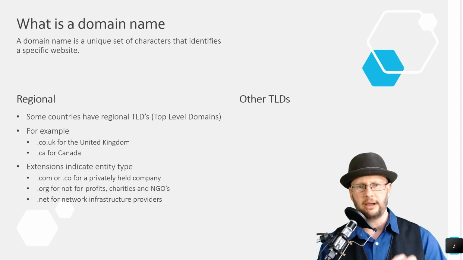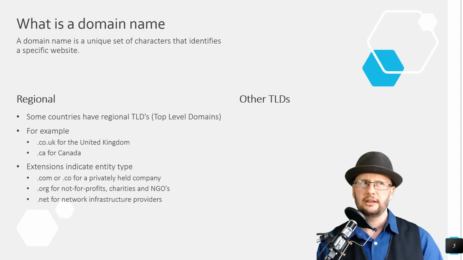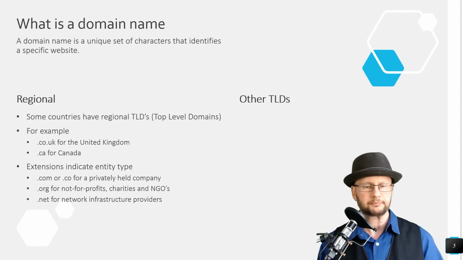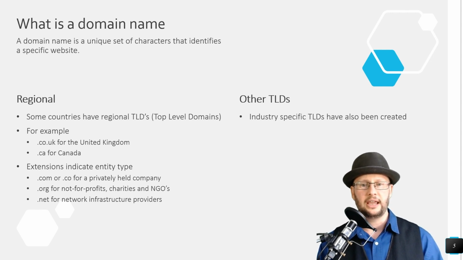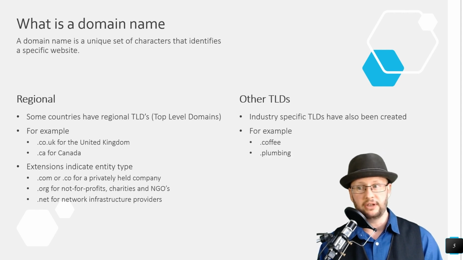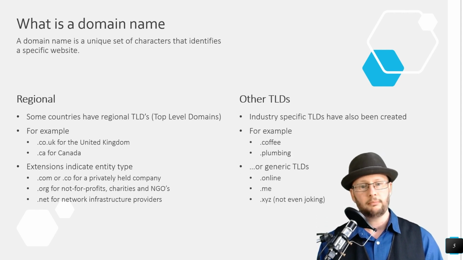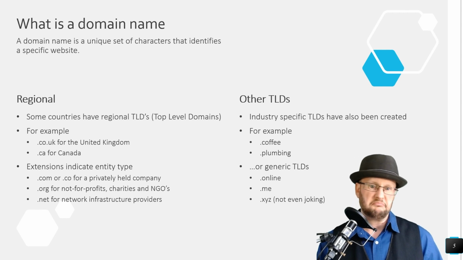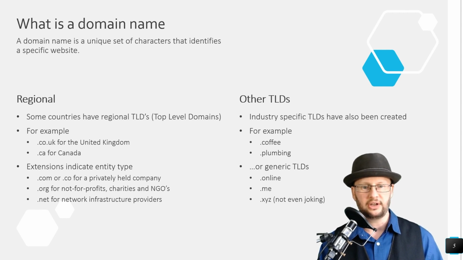There's also some other less specific TLDs or top-level domains that can be industry-specific. So, for example, coffee or plumbing, or more generic ones for other sites that don't necessarily fit a specific category. So that could be things like online, .me, or .xyz, and that's not a joke.